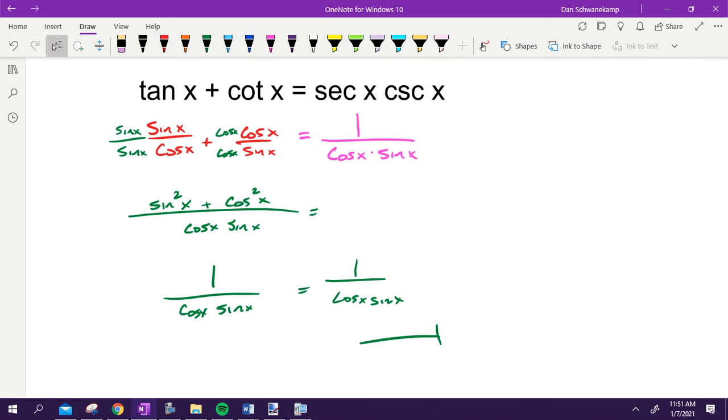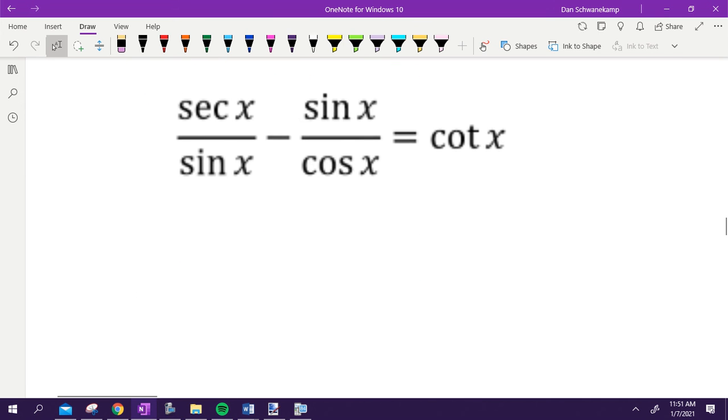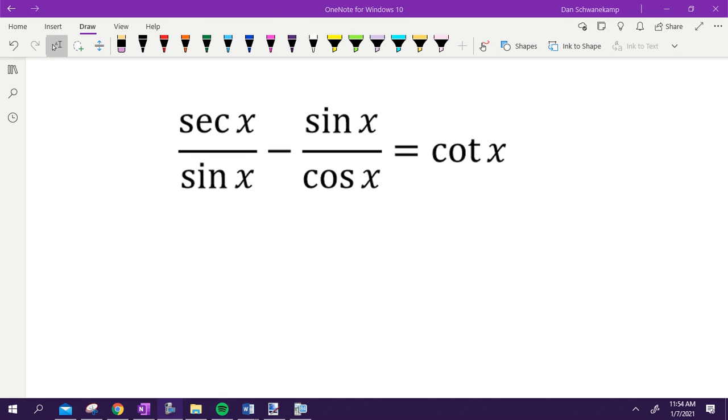Common denominators, helpful. Switch with your neighbor. Let's do it again. We start off on this thing. Again, I would say this is the easier side, cotangent x. We can go ahead and write what cotangent is. Cotangent is cosine over sine.